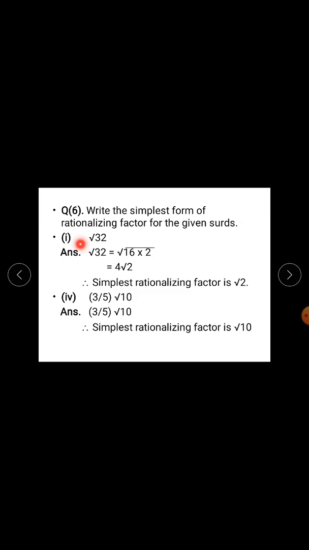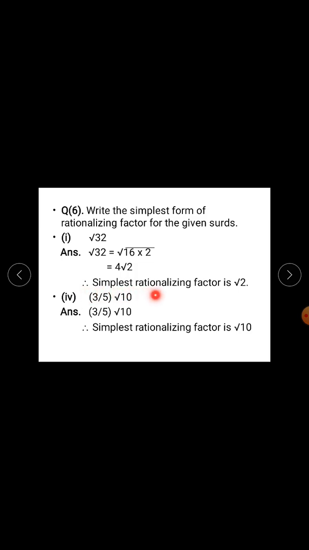First sub question, root 32. So solution, root 32 equals root of 16 into 2. 16 2s are 32 and 16 is a perfect square. But root 16 is 4, and this root 2 as it is. So the answer is root 32 is equal to 4 root 2.